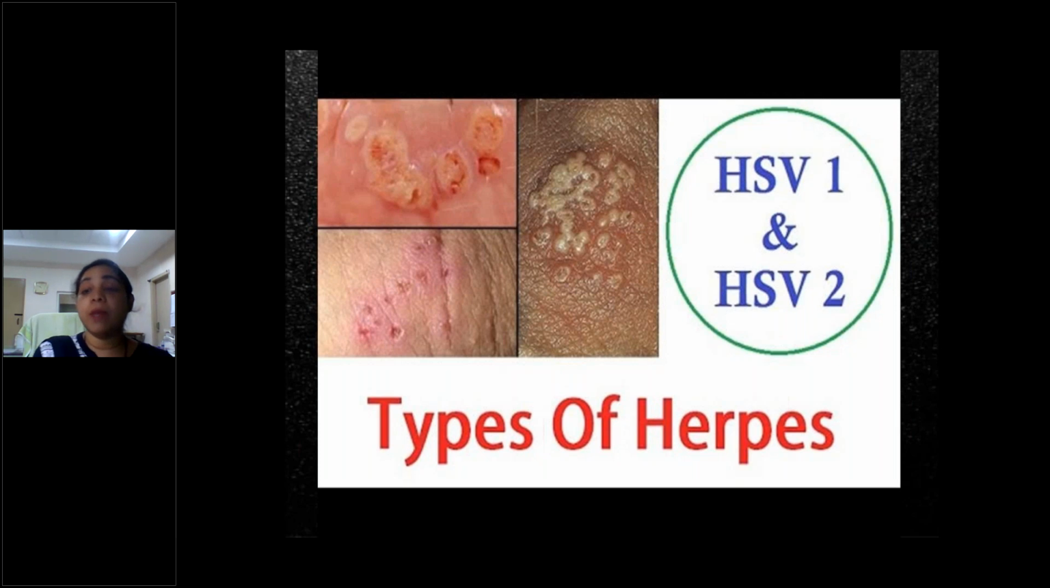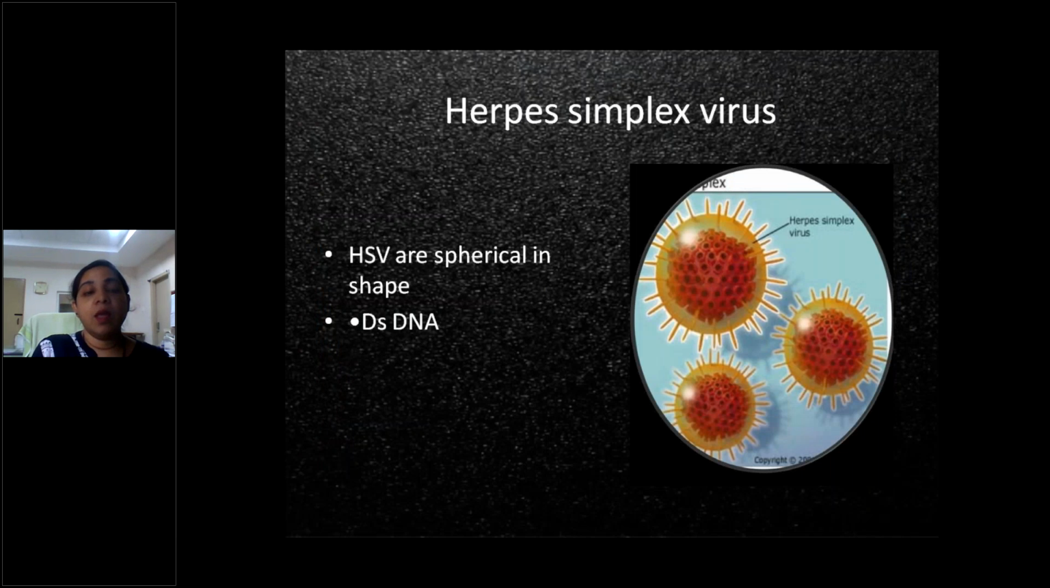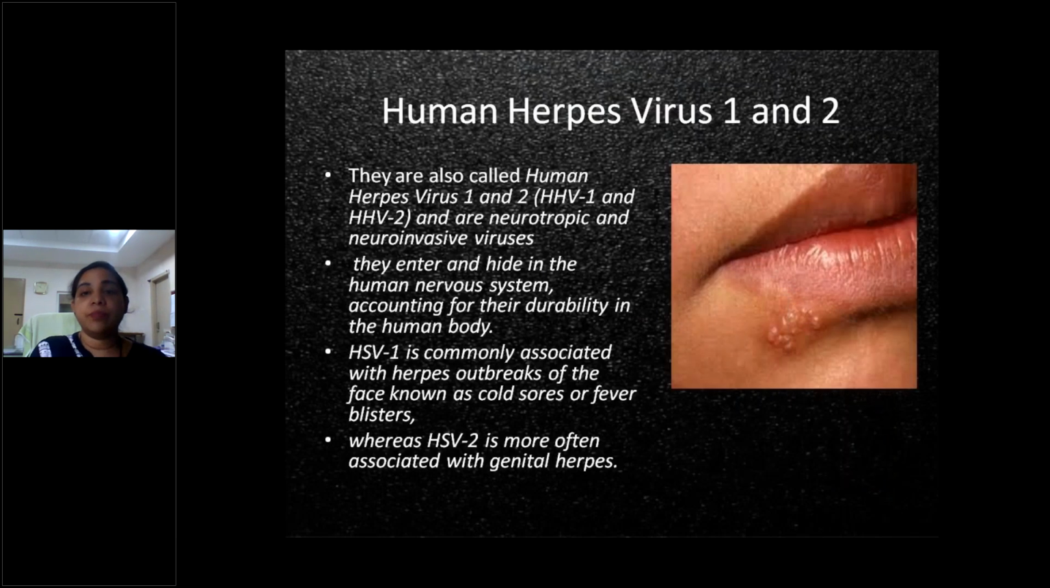Next, infections caused by herpes simplex virus. How many types of herpes simplex virus are there? Two main types: herpes simplex 1 and herpes simplex 2. Herpes simplex viruses are spherical in shape, with a genome of double-stranded DNA. Human herpes virus 1 and 2 are neurotropic and neuroinvasive viruses, and they usually enter and hide in the human nervous system, accounting for their durability in the human body.